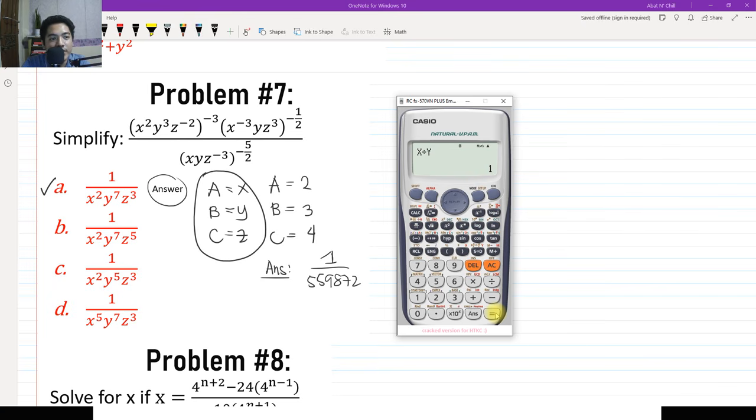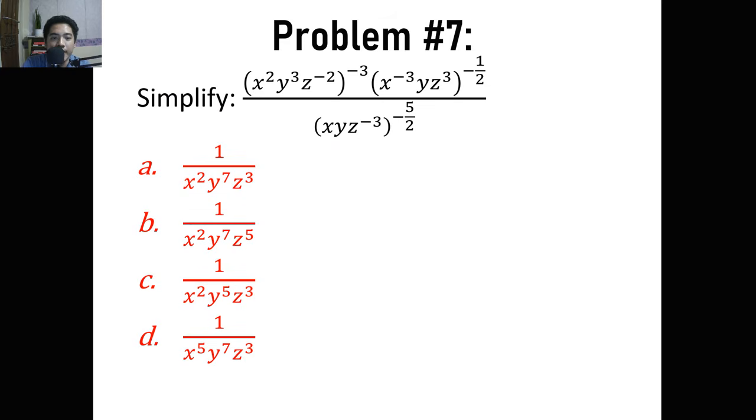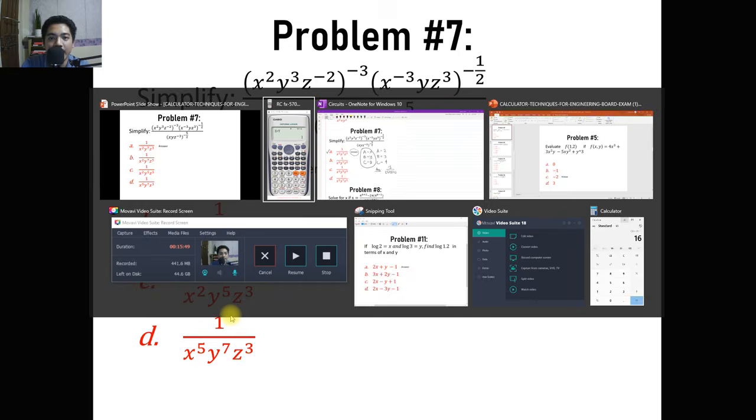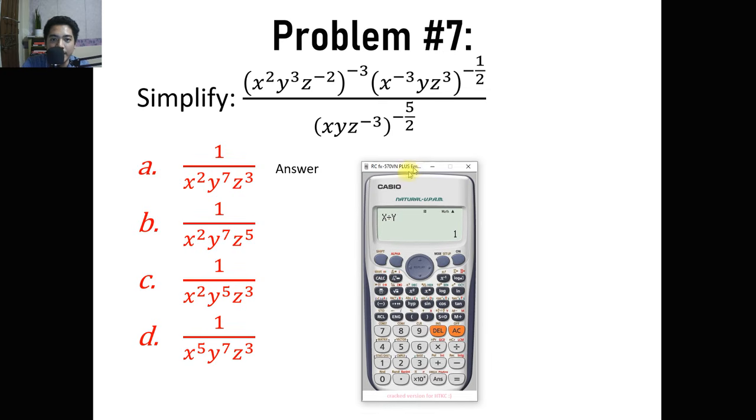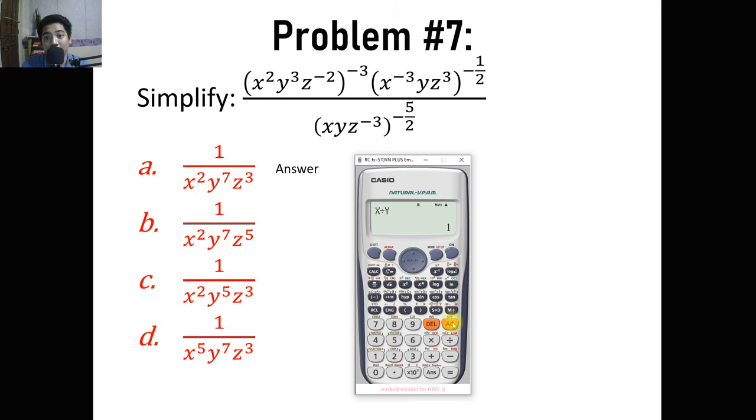So the answer for this problem should be letter A. So letter A is the answer for this problem. It takes you a lot of time if you really mastered the calculator techniques. But since I'm teaching you how to do it, I'm teaching you step by step.